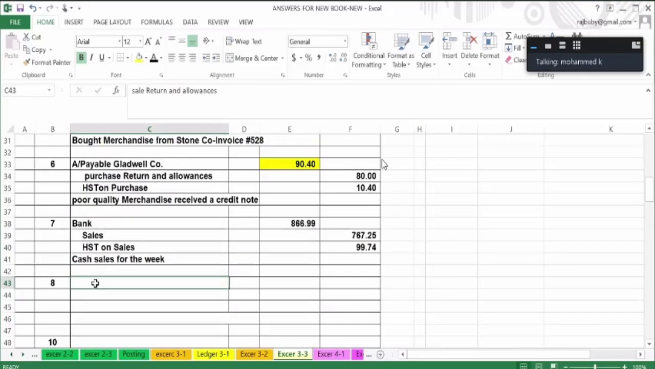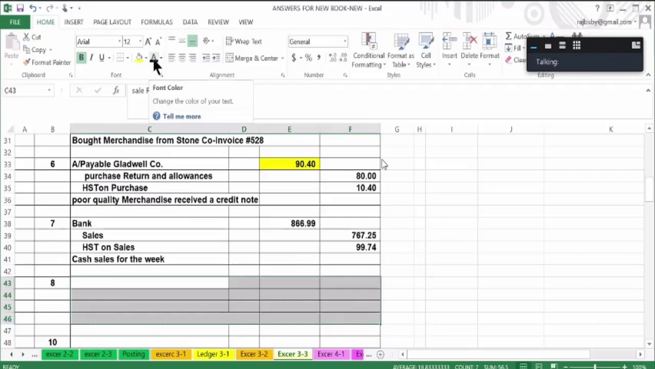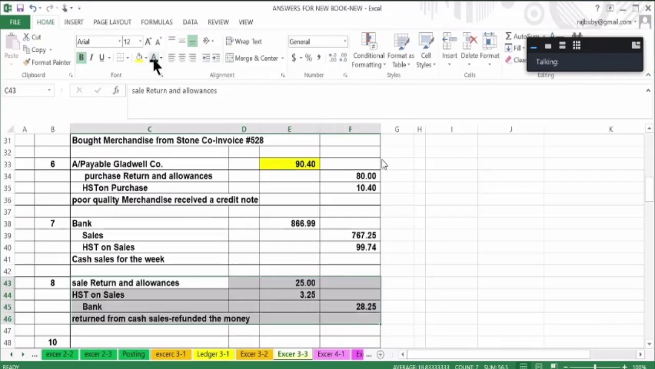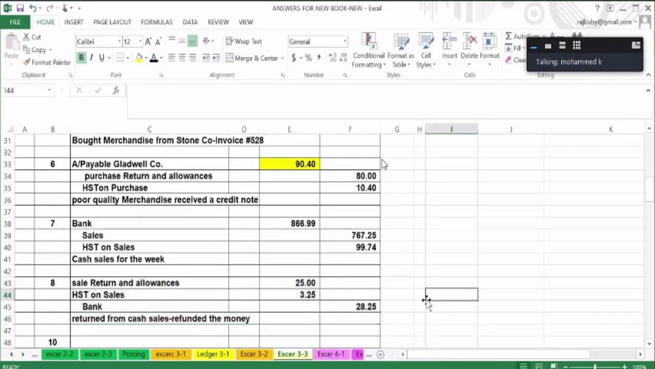January 8th. A customer who bought goods for cash returned $25 plus HST 3.25 worth and was refunded the money. So we will debit sales returns and allowances for $25. And then we will credit the total money. We're giving money, right? So we credit the bank for the two amounts, the total amount.